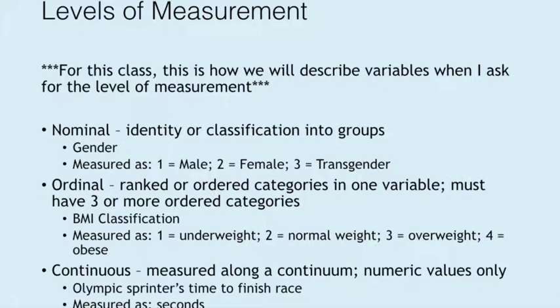So an example here would be BMI classification, measured as underweight, normal weight, overweight, or obese. And then continuous is measured along a continuum, and it can only be numeric values. So an example of this would be an Olympic sprinter's time to finish a race, and it's measured in seconds. So that time could be anything from theoretically 0 to an endless number in time.